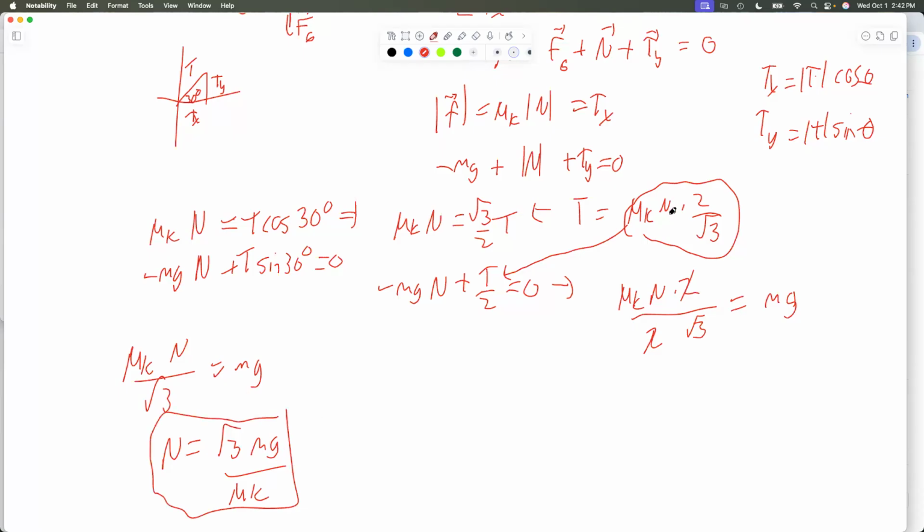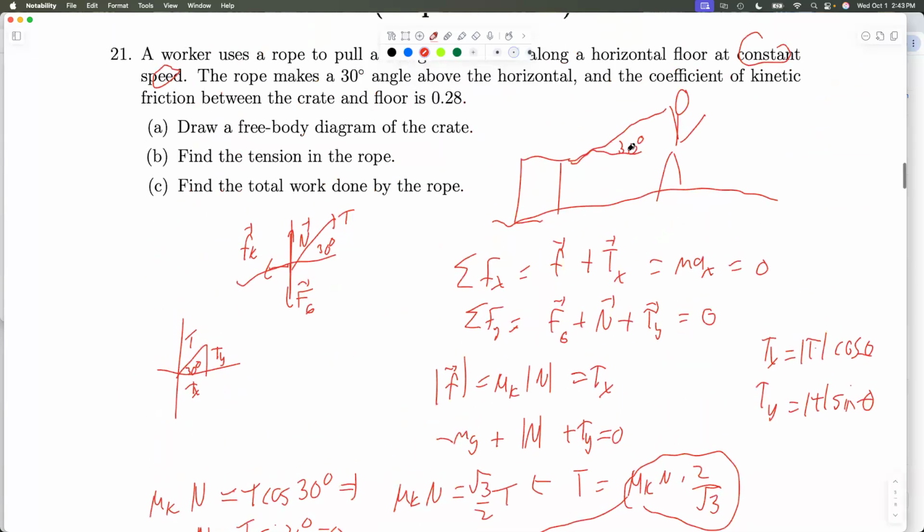All right, now I can plug that in here. T will be mu k times N, which comes out to mg, twice the weight. Maybe because we do have a 30-degree angle there.